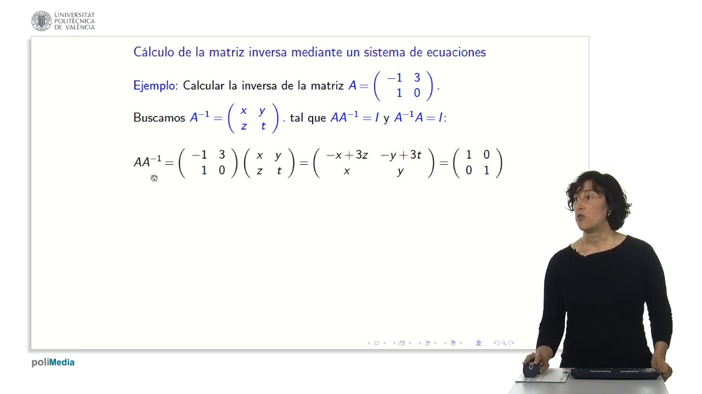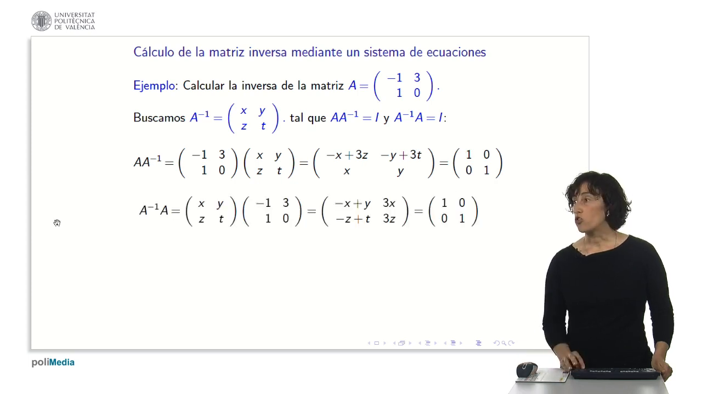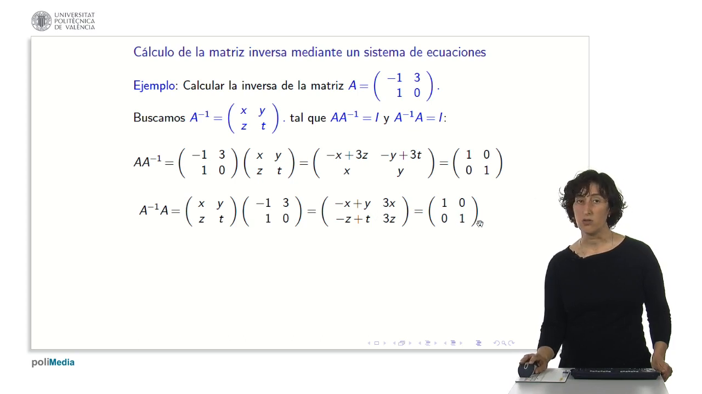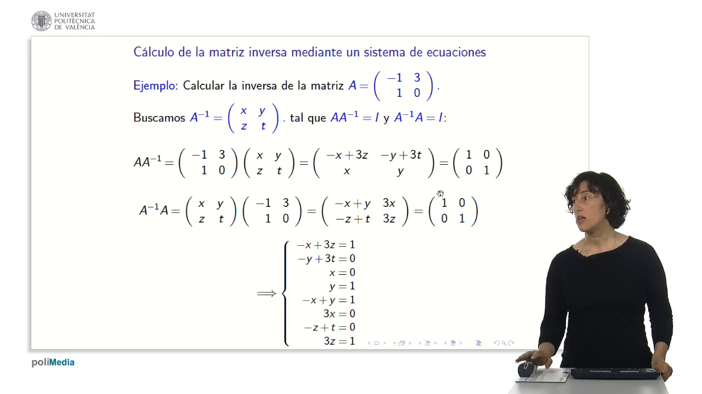A times A^-1 gives me, I multiply the matrix by this unknown matrix and it gives me this matrix here. And this is equal to [1, 0; 0, 1]. If I do the other product, A^-1 times A, I get another expression, which also has to be equal to [1, 0; 0, 1]. As you can see, if two matrices are equal, their elements are equal one by one. That is, -x plus 3z has to be 1, -y plus 3t has to be 0, x has to be 0, y has to be 1, and so on with the other matrix. That builds a system of 4 plus 4, 8 equations.